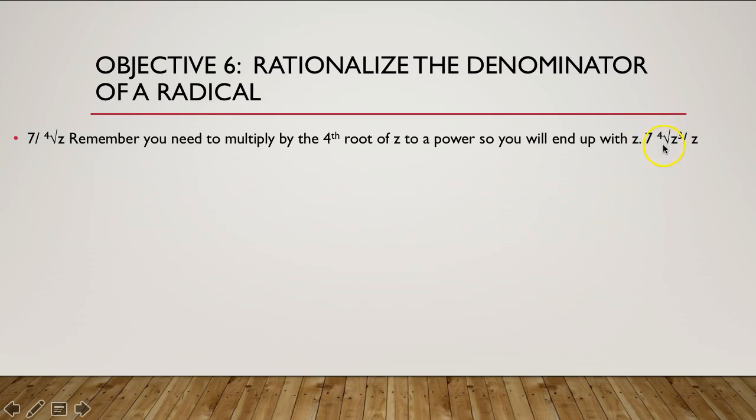Then you will get the fourth root of z to the fourth, which comes out as z. And what you multiply the denominator by, you have to multiply the numerator by, and that's how you get 7 times the fourth root of z cubed over z.